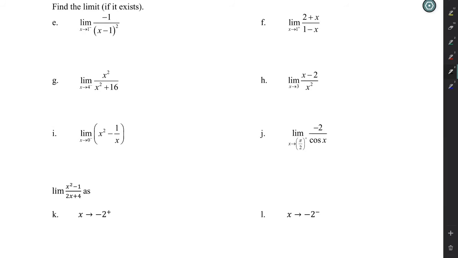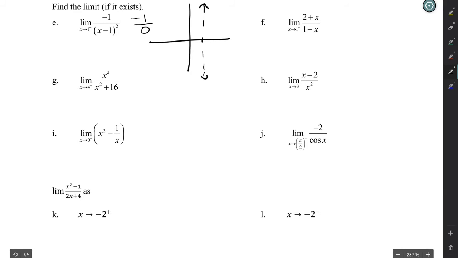Now we're going to look at some one-sided limits. I want to find the limit as x approaches 1 from the left. If I were to substitute 1 into this equation, I would get -1/0, which tells me there's an asymptote at x = 1. So my asymptote would be here. Now, I want to know what happens as x approaches 1 from the left.